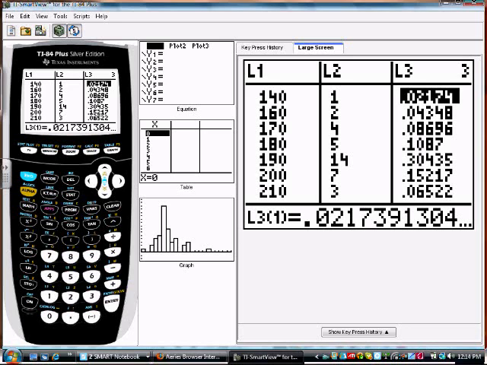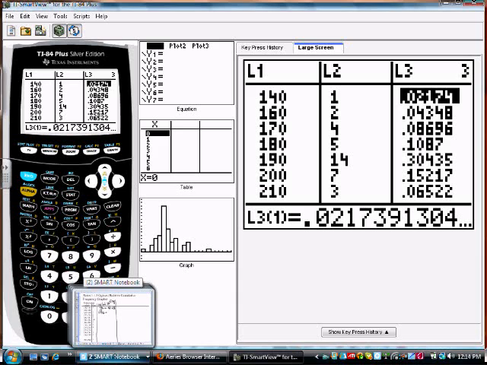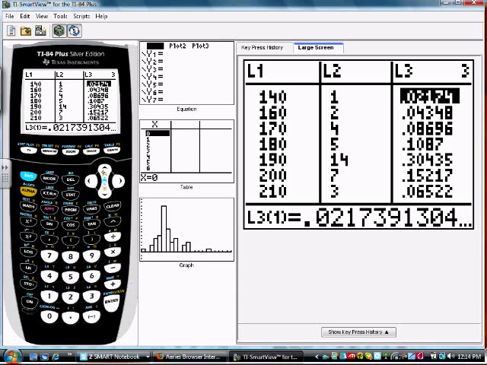So now we have at the 140 mark, 2% of our team was between 140 and 150. 160 to 170 was 4%. 170 to 180 was almost 9%. 180 to 190 was 10%, or I guess almost 11%. So I'm going to put this back in my notes. Would you rather have them as percents or decimals?